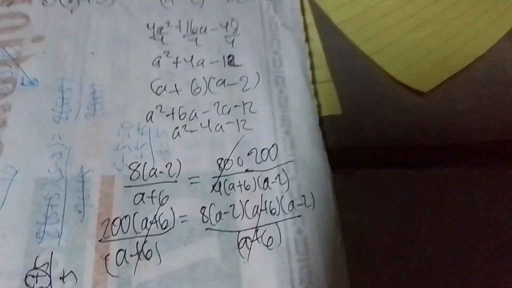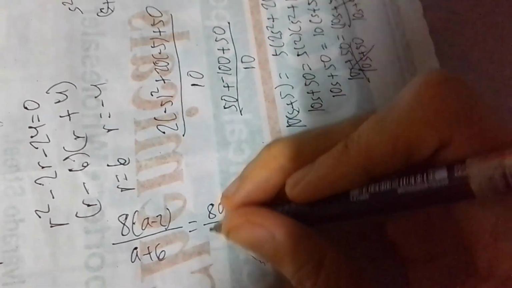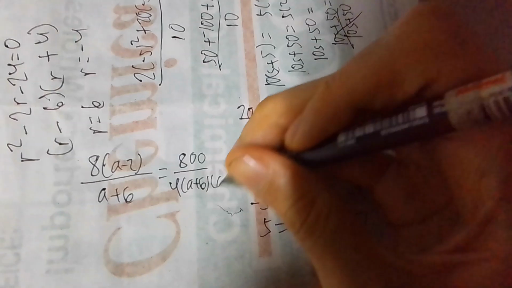You can solve for the solution in both ways: through applying the LCD, or you can apply the cross multiplication. But if you wish to do the LCD, remember we have this equation: 8 times (a minus 2), all divided by, what's the answer? 8 plus 6, diba? Is equivalent to 800 over... yan. You can cross this out, making this 200.